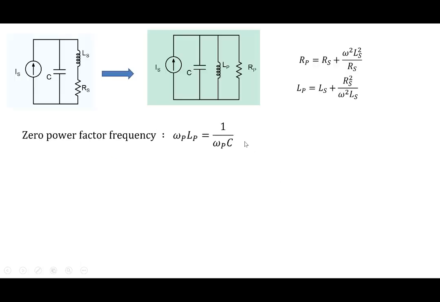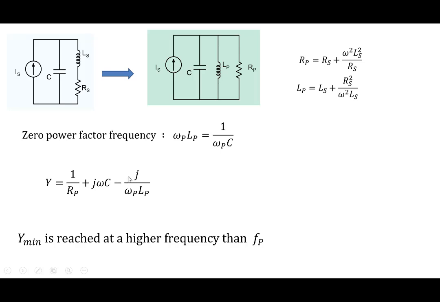Okay, so zero, so this is an error. Zero phase difference or unity power factor frequency will be omega PLP is 1 over omega PC here, and of course so these are there here. Now the issue is that yes, zero power factor occurs, or zero phase difference and unity power factor occurs when the two of them cancel each other here, right?